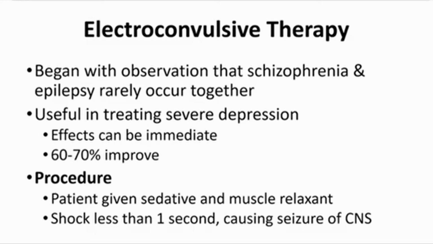So the existence of electroconvulsive therapy began when individuals started observing that schizophrenia and epilepsy rarely occur together. If an individual has epilepsy, it is very unlikely for them to also have schizophrenia, and vice versa. So the idea here being that, okay, maybe seizures are in some way preventing schizophrenic behavior. And so their conclusion in observing this was that, well, then we must start treating schizophrenia by inducing seizures.